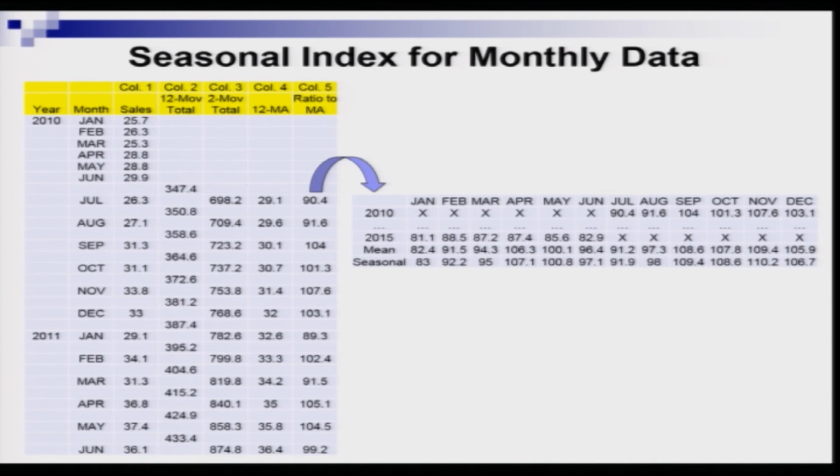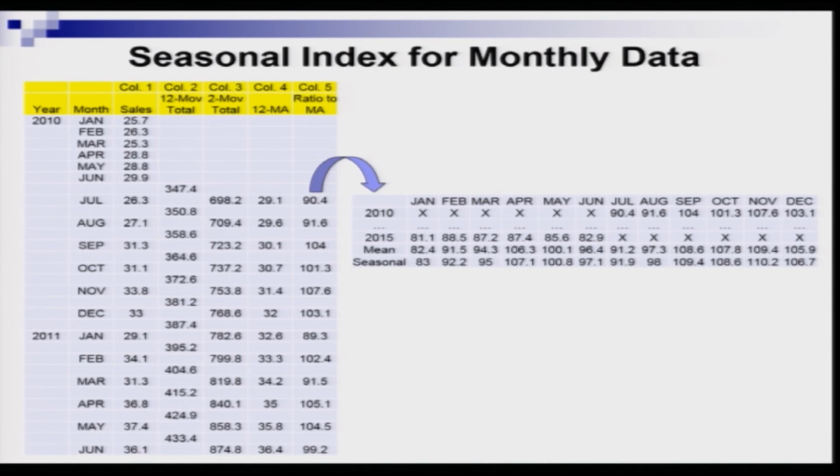In the next step you have to calculate the arithmetic mean, the unadjusted mean, for these monthly ratio to moving average numbers. So for the month of January you have 5 data points because you are losing out the 2010 year. So you calculate the mean and hypothetically say that is 82.4. Similarly you continue to get the monthly means for all months, and then you have to finally calculate the seasonal index.